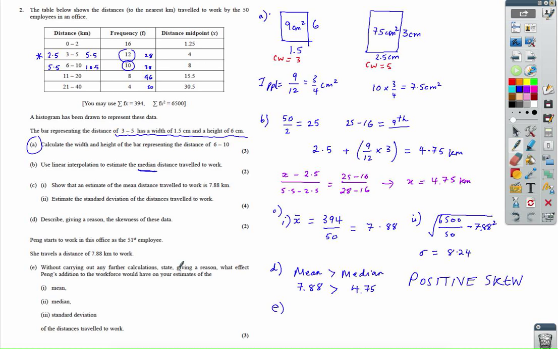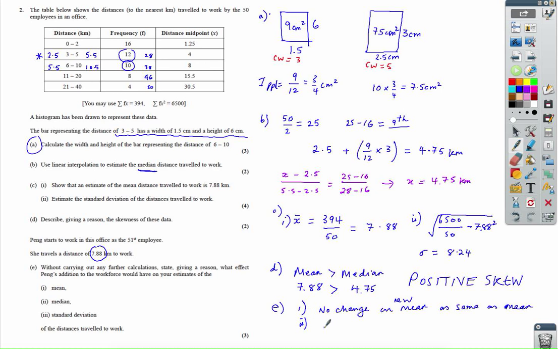Without any further calculations, give me a reason for what effect adding another 7.88 distance journey would have on the mean, median, and the standard deviation. Someone did mean, median, mode because they clearly weren't concentrating. The mean: if you add a number that is exactly the same as the mean already, this will have no change on the mean. It will stay the same. No change on the new mean as it's the same as the old mean. Something like that. So the data isn't getting increased or anything like that.